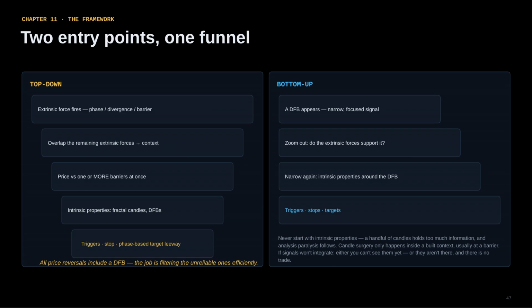Bottom-up inverts it. A DFB appears, a narrow, focused signal, then you zoom out to check whether the extrinsic forces support it, then narrow back down. Two rules bind both paths. Never start with intrinsic properties. A handful of candles holds too much information, and analysis paralysis follows. And if you can't integrate signals, either you can't see them yet, or they aren't there. And the absence of integration is the market telling you there is no trade.